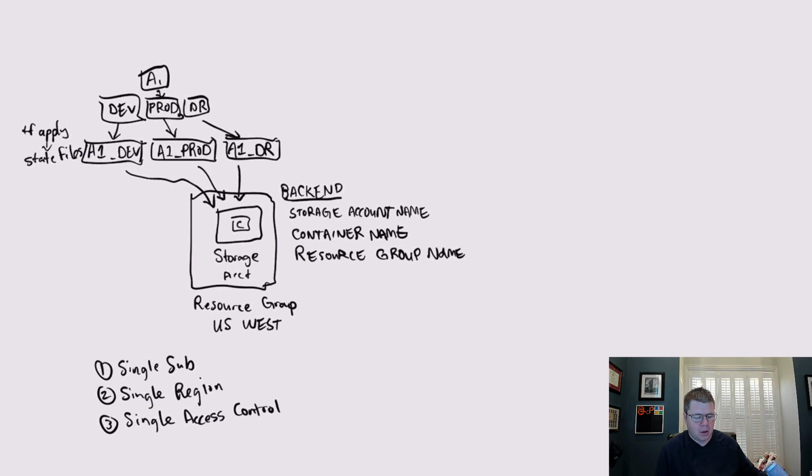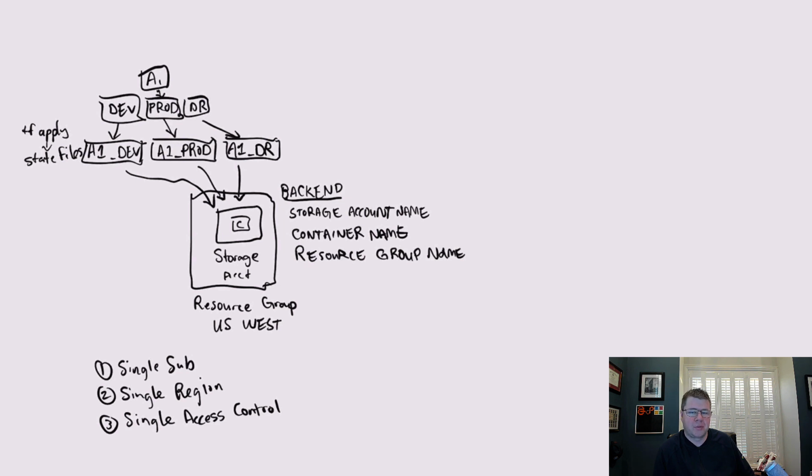So we lose with a single subscription. The subscription in Azure is in and of itself an access control boundary. The resource group and storage account are both access control boundaries. And then what else are we losing?